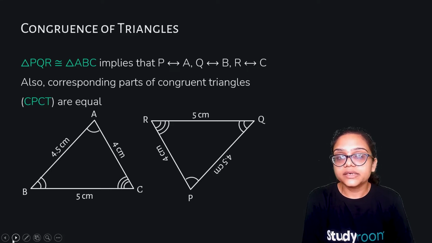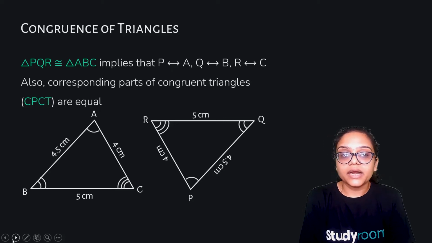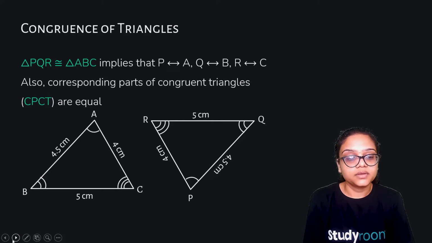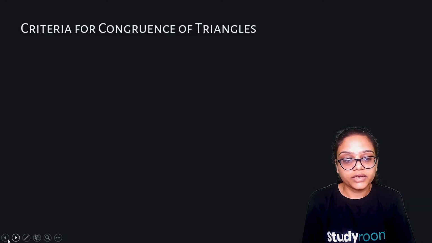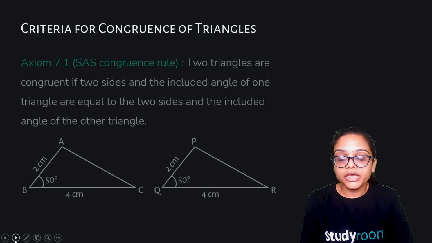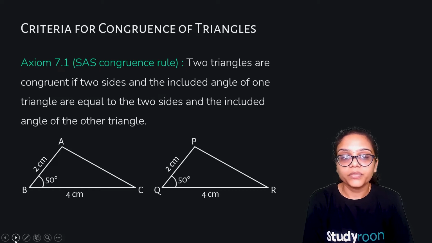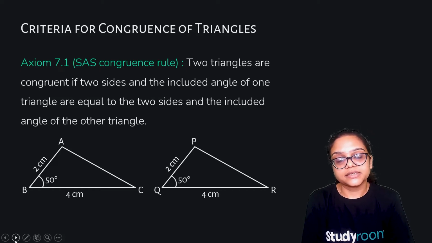Now, there are certain rules. Corresponding parts of congruent triangles are equal. We write it in short form as CPCT. So whenever we write triangle PQR is congruent to triangle ABC, P implies A, Q implies B, and R implies C. First axiom, the SAS condition.